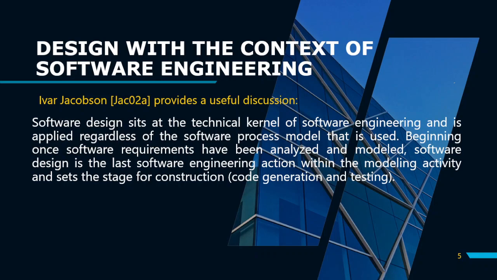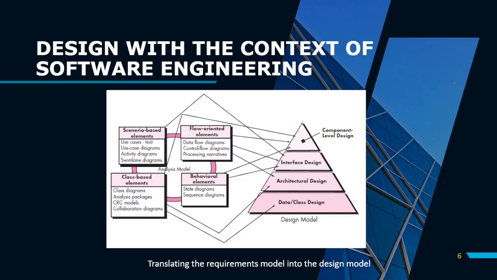Once software requirements have been analyzed and finalized, that means modeled, the design is the last action in the modeling activity, and that sets the stage for construction, that is generating code or writing code, and validating code, that is testing the code. Here you can see an example of how we would translate the requirements model into the design model.